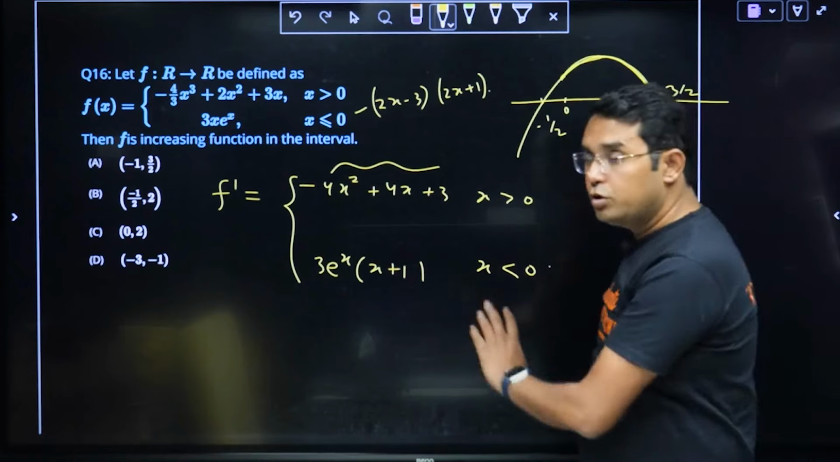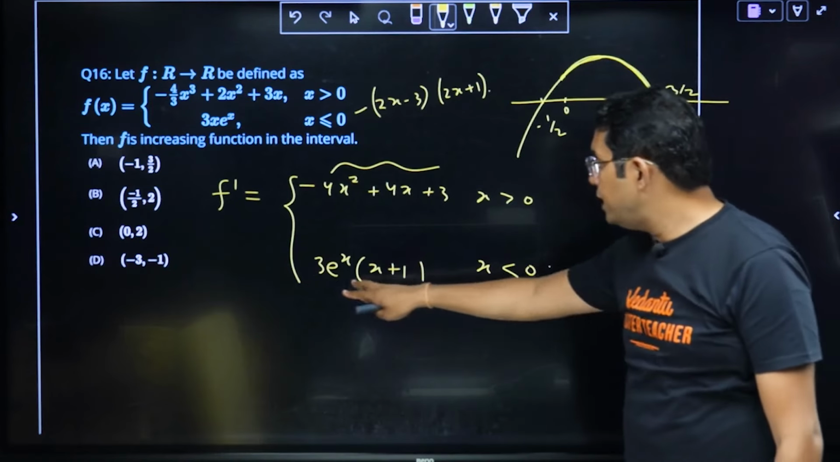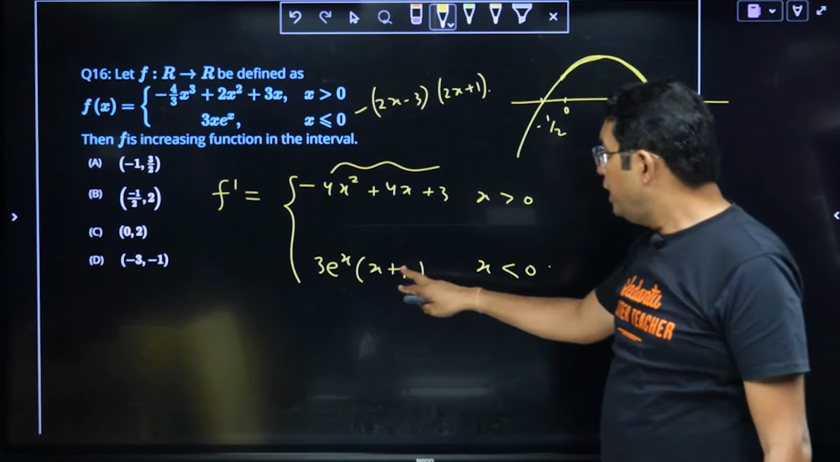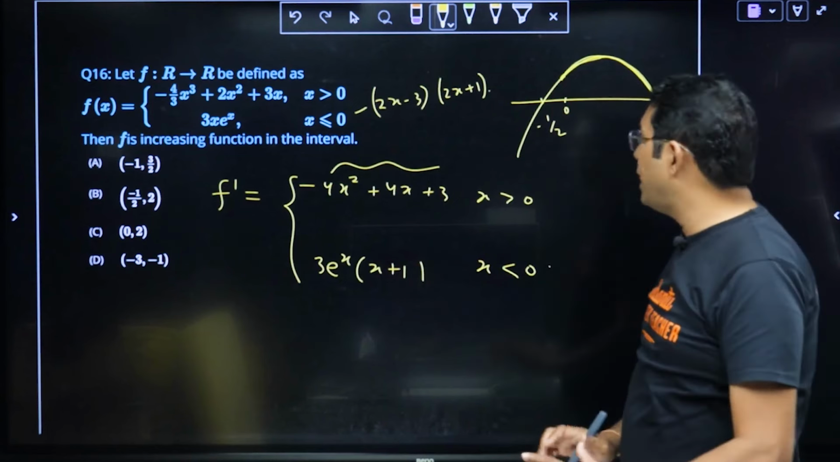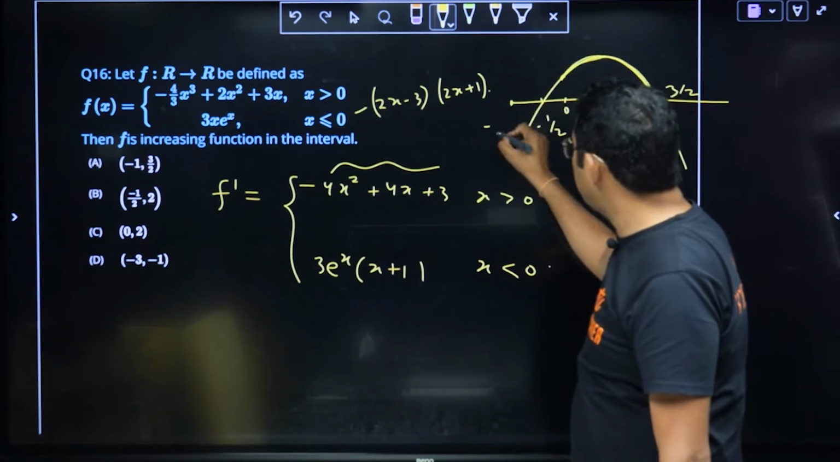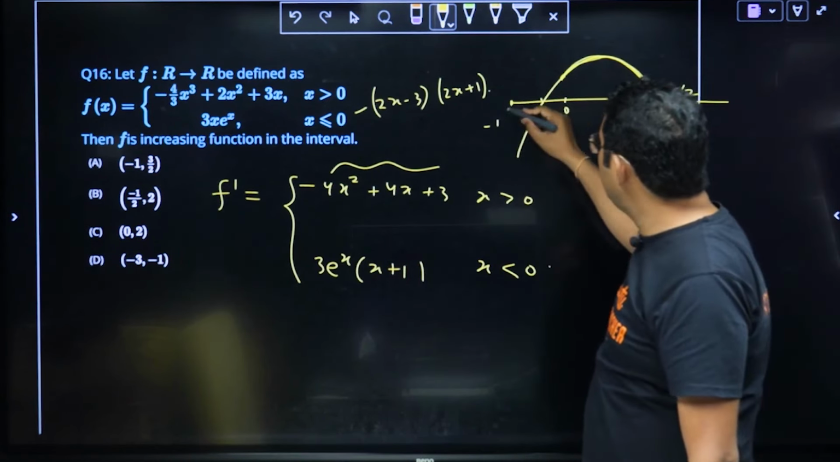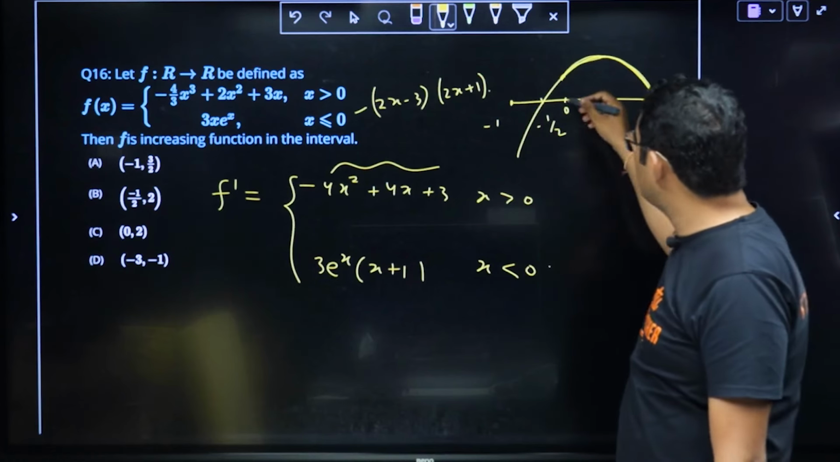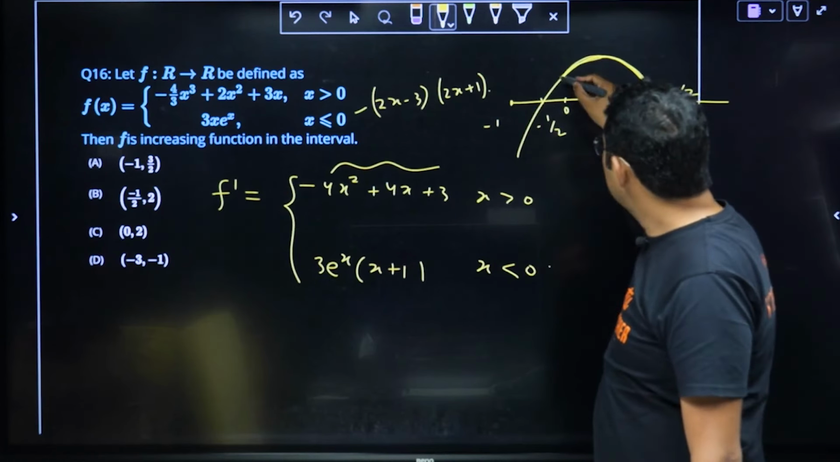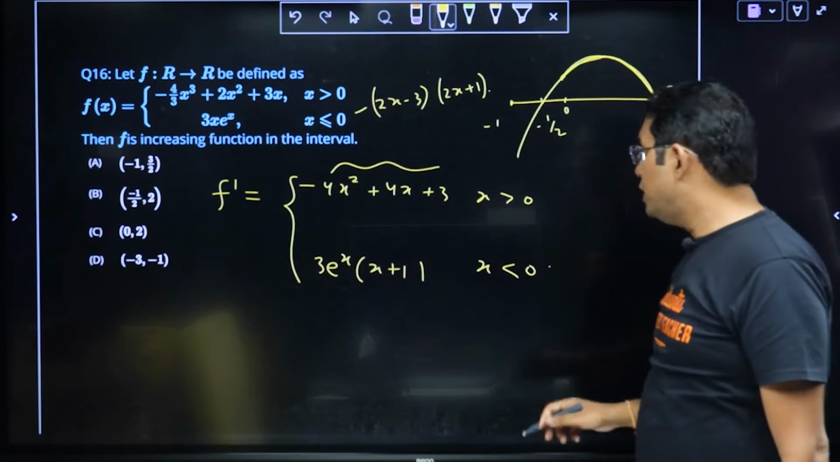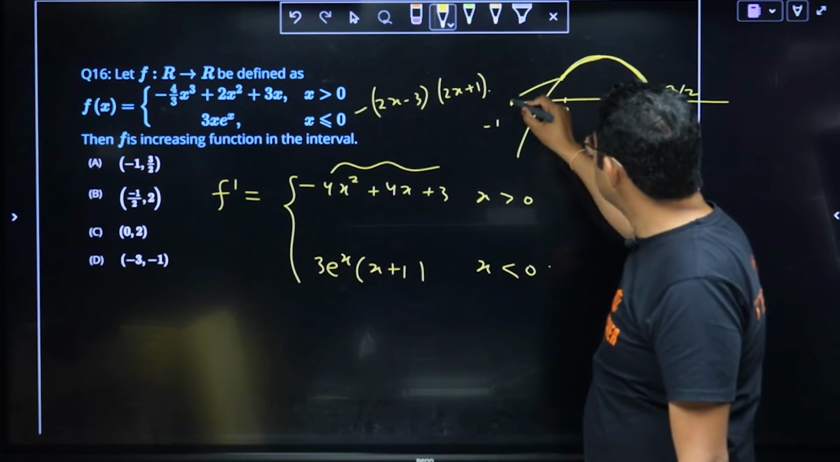Now let us talk about this also. Just before 0, you can see it is positive. It will be negative before x is equal to minus 1 only. So maybe minus 1 is here. Before that, it will be negative. So I am drawing the graph for f dash, not f. It will be something like this. At 0 actually, the value here was 3. At 0, the value is here also 3. So maybe the graph will be something like this.